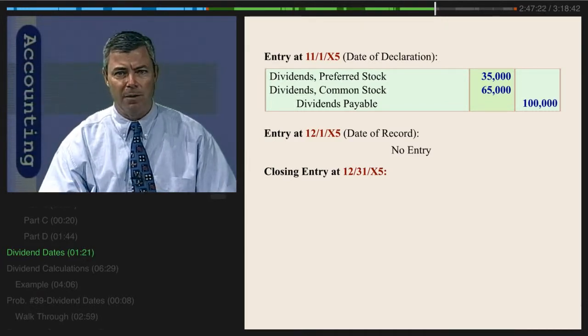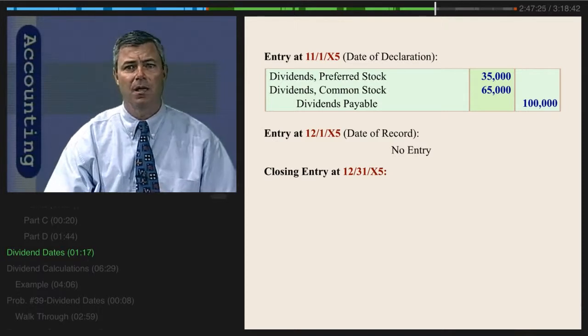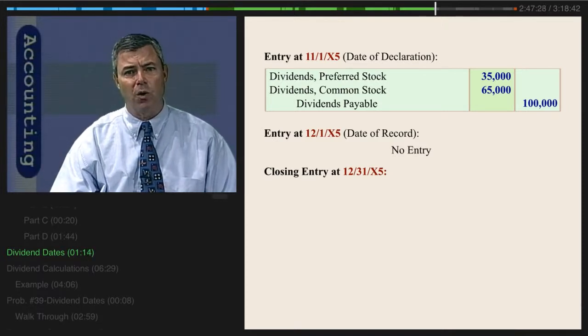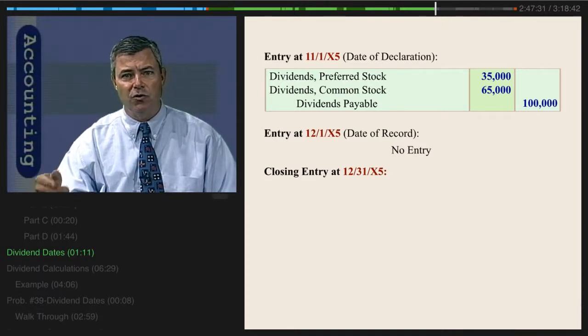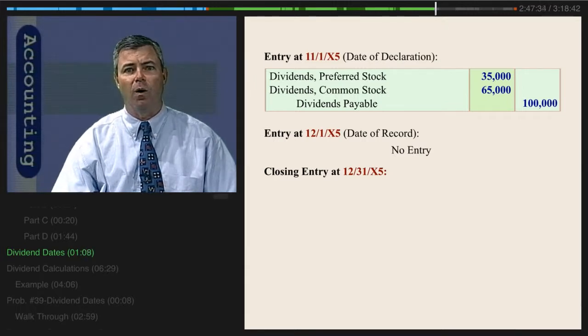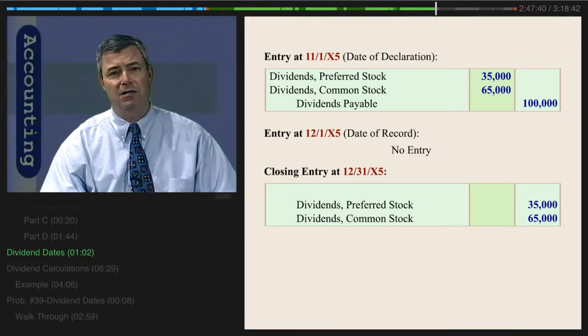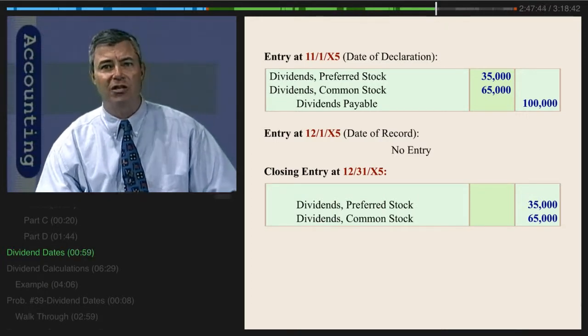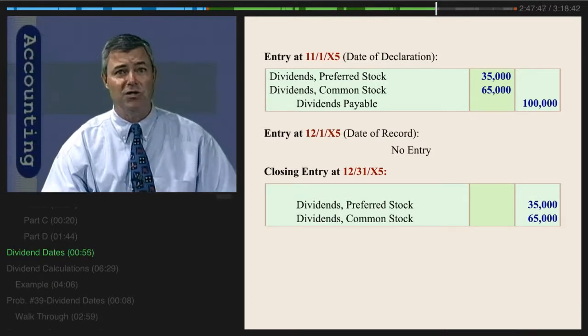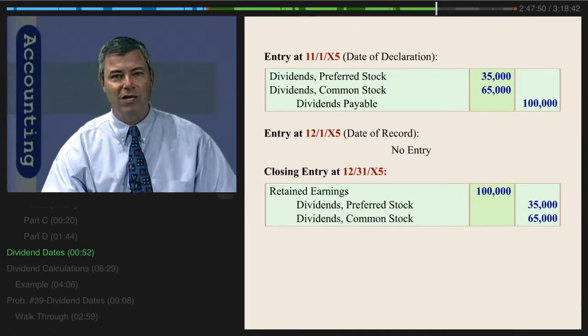I'm not talking about dividends payable. I'm talking about the dividends in terms of preferred and common shareholders. These accounts must be closed to retained earnings at the end of the year to adjust retained earnings down for the distribution of these resources to take place. We do that by crediting the dividend accounts because they had debit balances. We're closing them to zero to start the next accounting period. So we'll credit the dividend accounts and debit retained earnings in the closing entry.